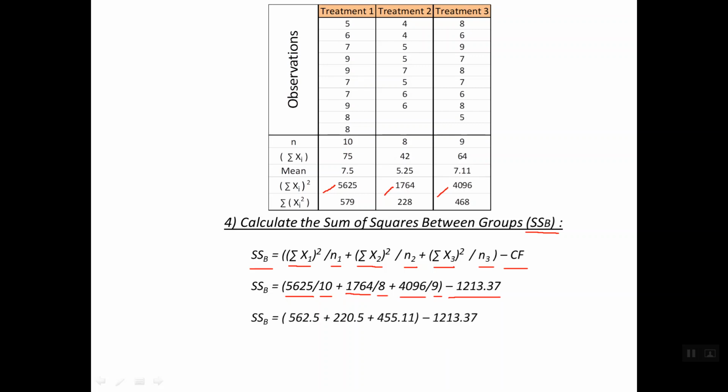So if we proceed, we get the following values, and with the final calculation, we get the value of the sum of squares between groups, which is 24.74. So right now, we have calculated two sums of squares. First is the total, and the other one is between groups.